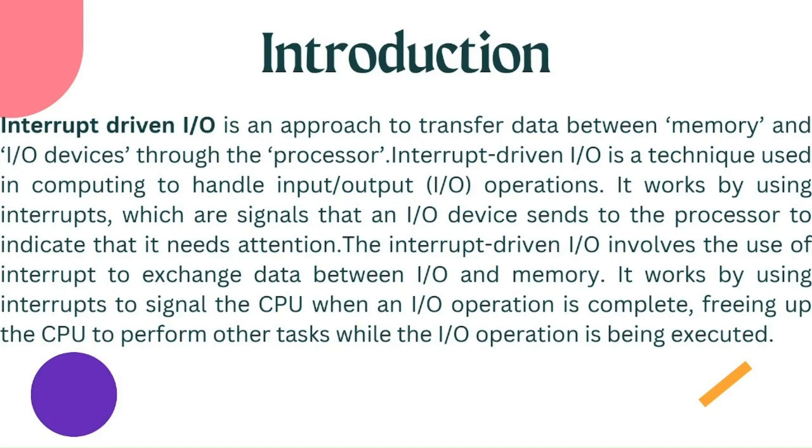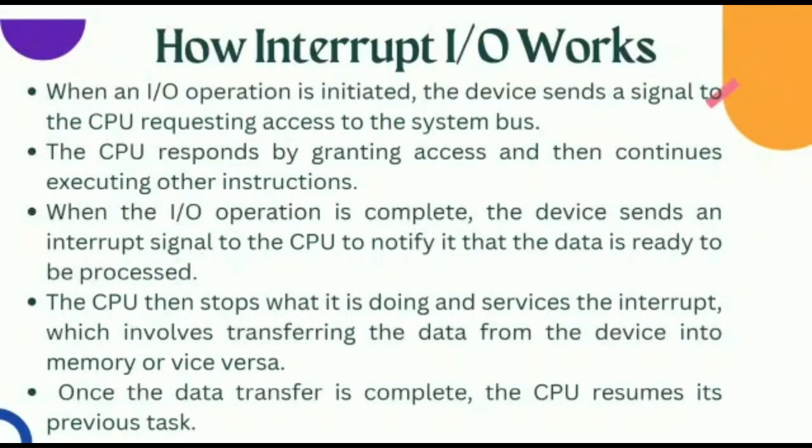The interrupt input output is commonly used in modern computer systems to handle various types of input output devices, including disk drives, network cards, and input output ports. It provides a more efficient and reliable way to handle input output operations while minimizing the impact on the overall system performance. So now we are going to see how interrupt IO works.